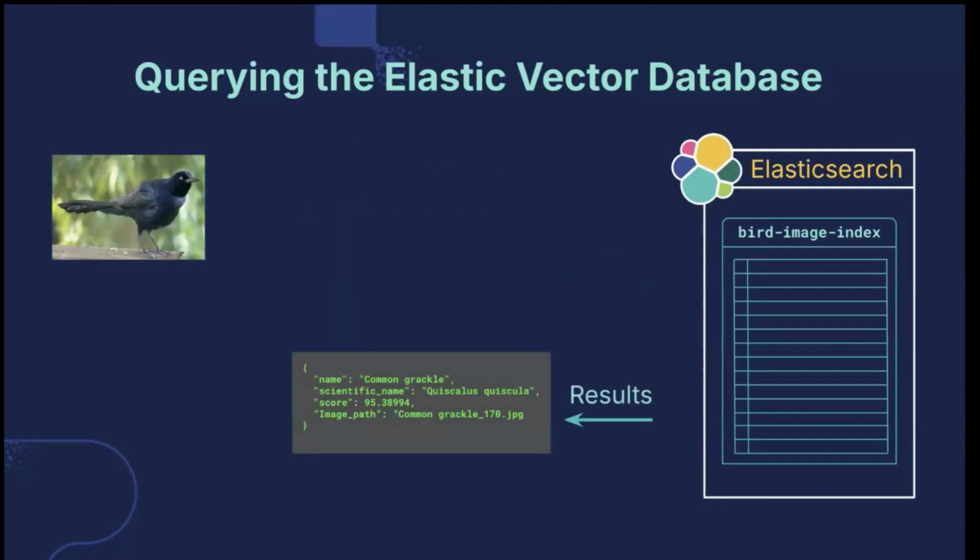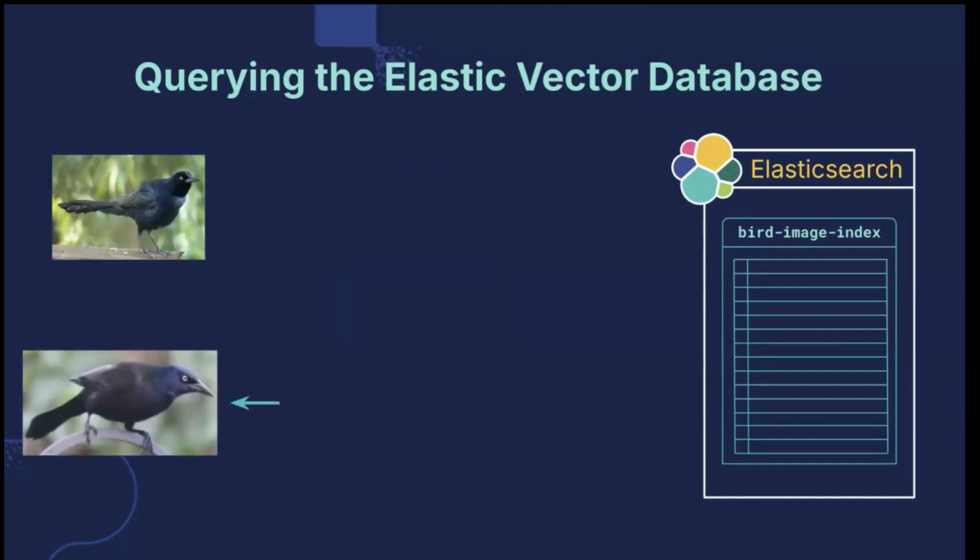And then since I actually have a little tiny app to demonstrate this, it'll show me the image path that I can use. And I can pull up that image path, and there is the common grackle. And I can verify that because I know it.